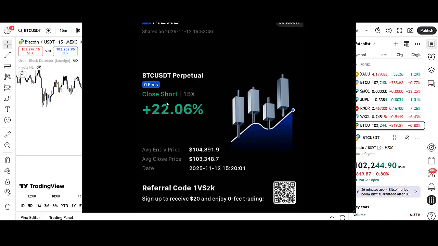You are seeing it was a short 15x, the price, entry, and all that. So you can verify this trade through this code, just to show people that it was a real trade I took.